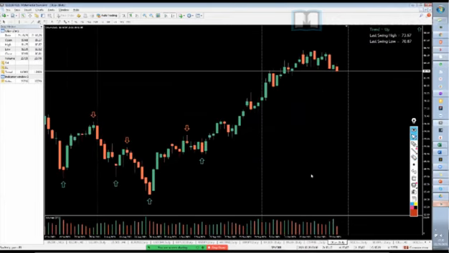Next, oil, still climbing, but has backed off some of the highs that it set late last week, early this week. No trade as of yet for oil, but again, lots of potential based off of open equity.